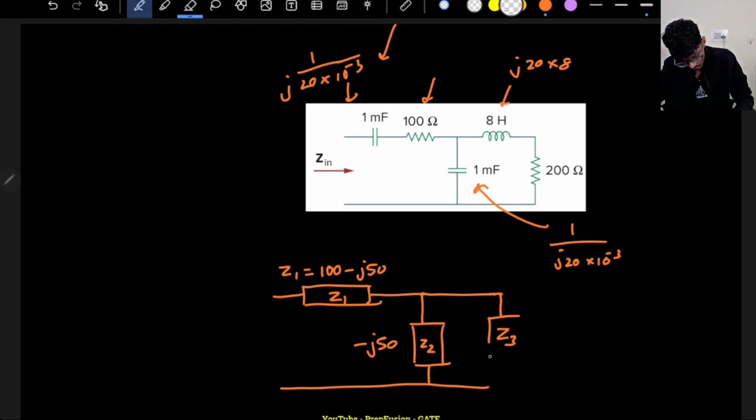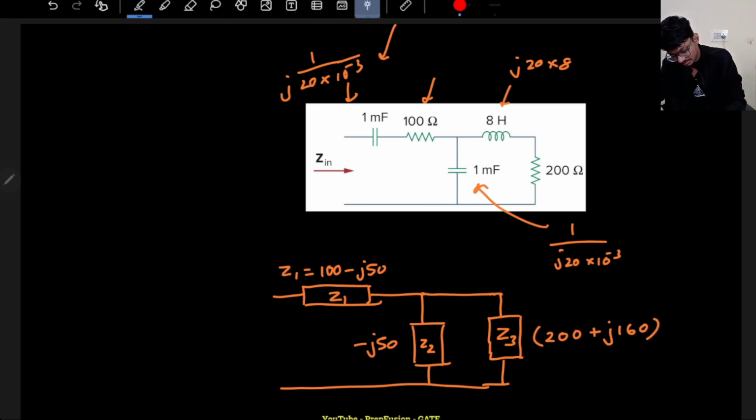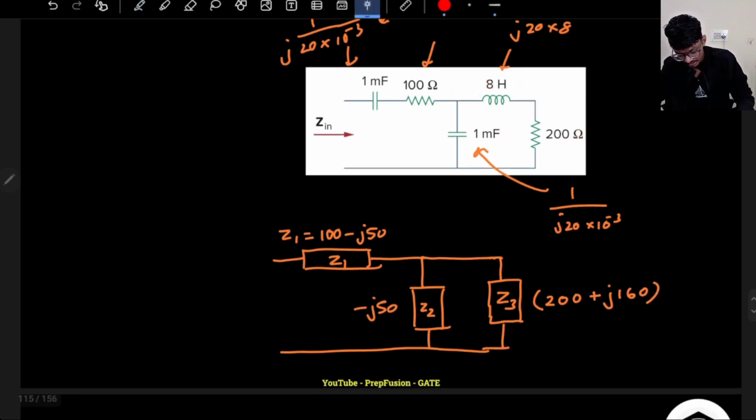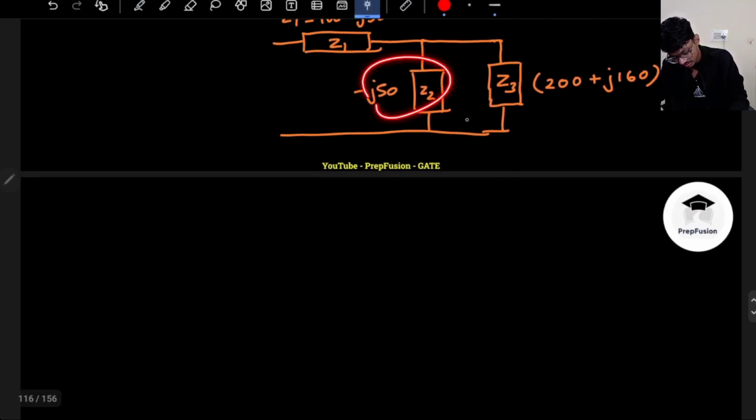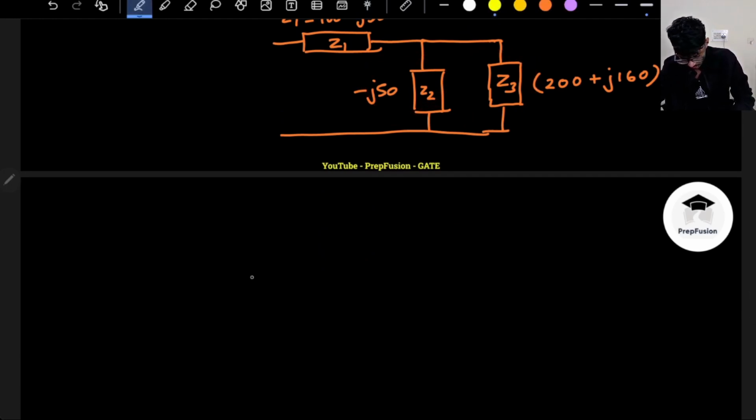Z3 is a series connection of 200 plus omega L. So 20 into 8 is 160, right? So these two are in series, correct? Now I can further simplify. These two are in parallel. For the parallel connection, Z23 will be Z2 into Z3 divided by Z2 plus Z3. I hope you know the parallel connection formula.